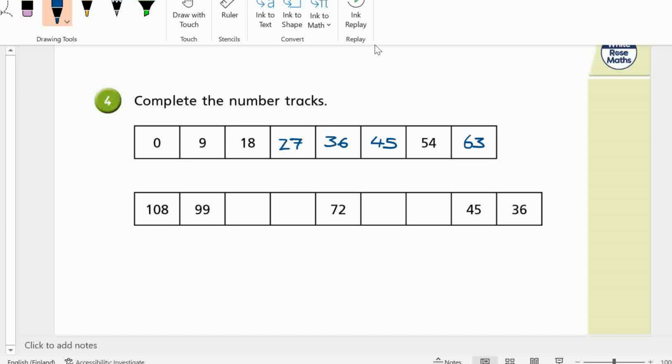Okay. Now this one, we're going backwards from 108. So we're minusing 9 each time. 108 minus 9 is 99. Yeah, so the next one must be 90. What goes here? 81. And then it's 72. What goes below 72? 63. Okay, see, we're here now. So what must go here? 54. Yeah, in this one we're adding 9, and in this one we're subtracting.